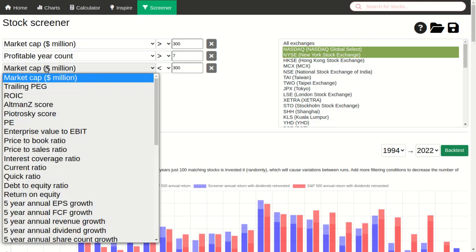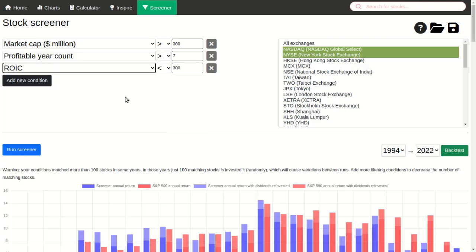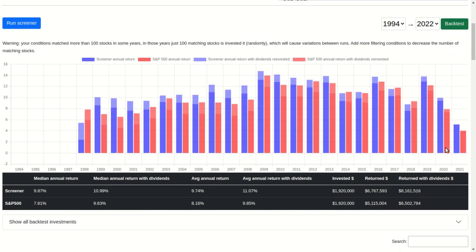So let's add an additional condition here. Let's say the return on invested capital. I found this fundamental metric to be quite a useful one. So let's add it with larger than 35%. This is a very good return on invested capital. And if we do a backtest now, as you can see, our returns have gone up. Previously we were just matching the S&P 500, and now both the median and the average are significantly higher.